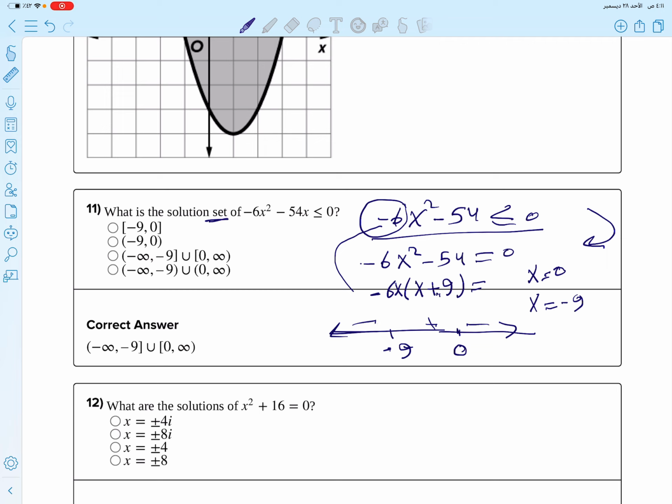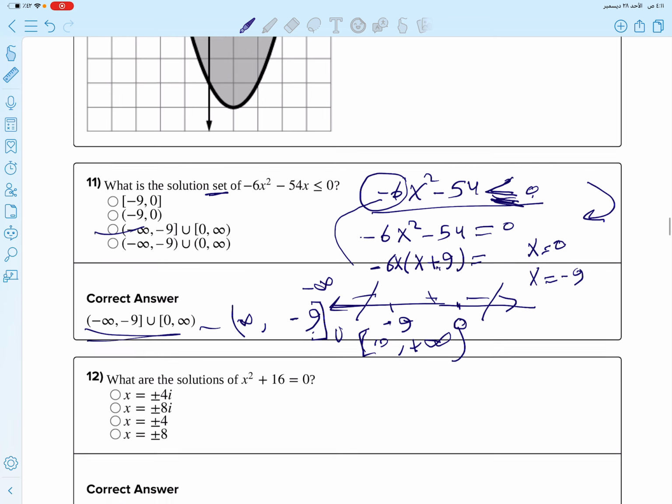Now the solution of the inequality less than or equal to 0. So I need the negative part. So go from negative infinity to negative 9, closed, union from 0 to infinity. Now why closed? Because we have "or equal" here. Okay, so the answer will be this one. 12.